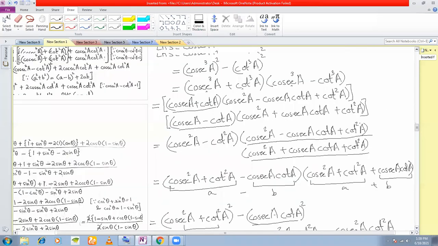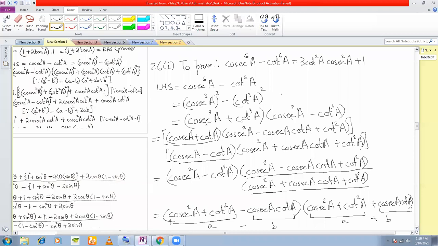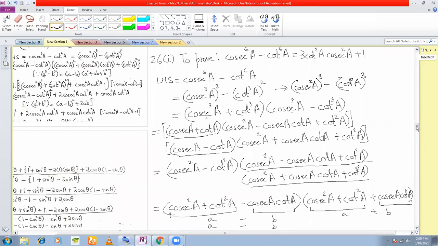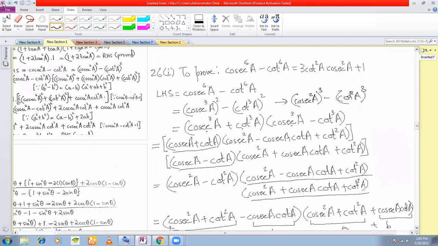So here I have worked this out in a different way. That is, instead of breaking it up as cosec square a whole cube minus cot square a whole cube, instead, I broke the power as cosec cube square minus cot cube square. So I first did the difference of two squares and then used the cubic formula. If you see in the problem here, I've done just the other way around. Okay. We move on to the next problem.